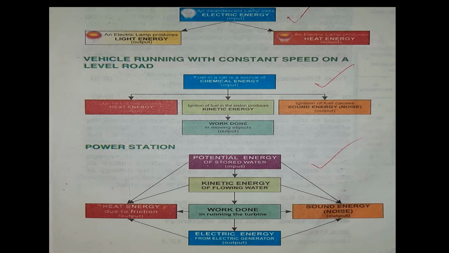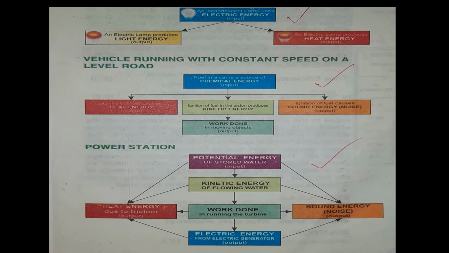Students, in the power station, potential energy of stored water is used as an input, and this potential energy is then converted into kinetic energy of the flowing water, and this kinetic energy is converted into heat energy due to friction. It is also a form of output, and this kinetic energy is also converted into sound energy as noise, and the same kinetic energy is converted into useful work done in running the turbine. And last, the kinetic energy of the turbine is converted into electrical energy by the electric generator, and this is the useful output form.